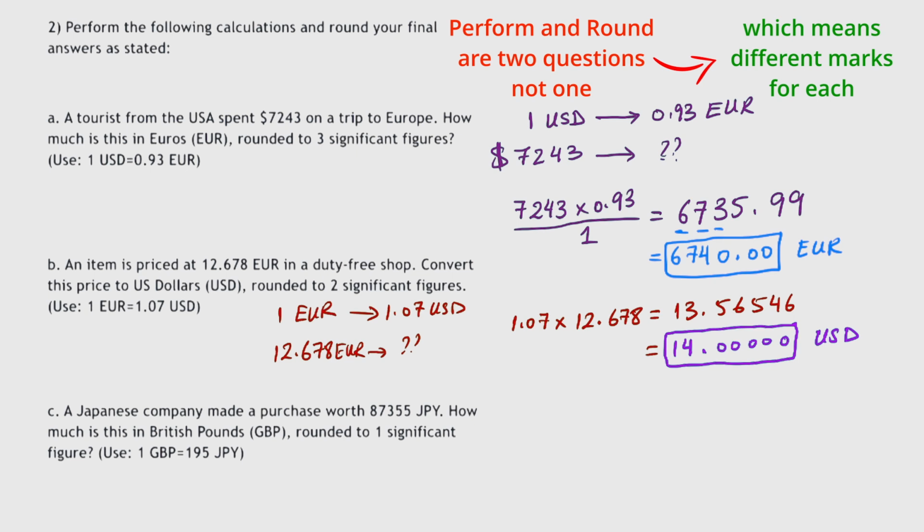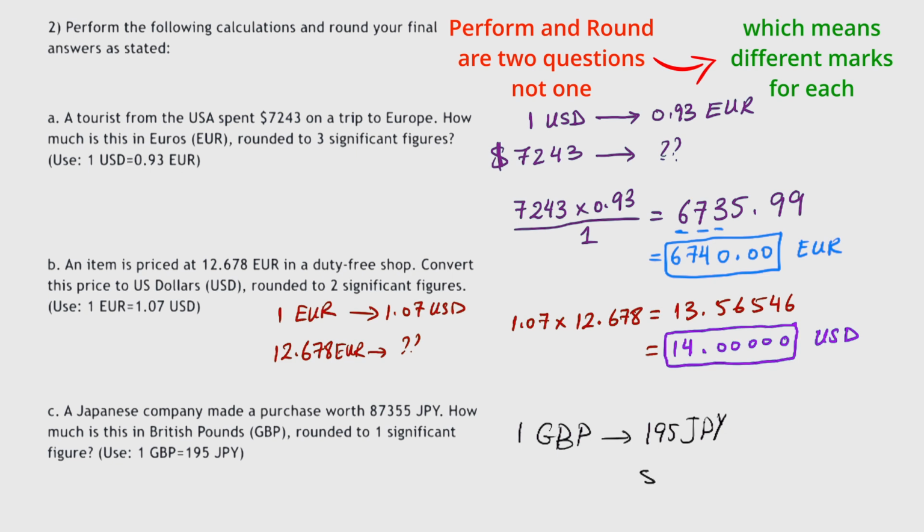Now regarding the last question, a Japanese company made a purchase worth 87,355 Japanese yen. How much is this in British pounds, rounded to one significant figure? So we know that each British pound will give me 195 Japanese yen.